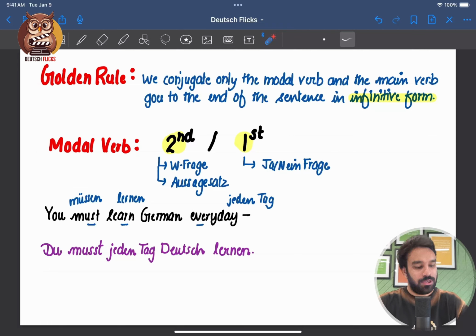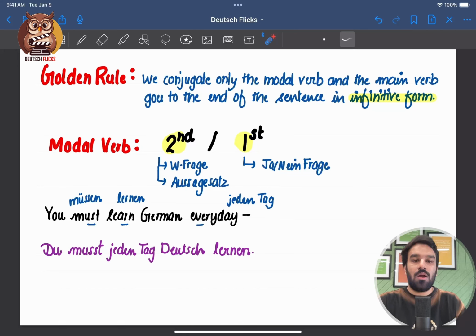Okay, it's not like you cannot use Deutsch before jeden Tag, because if you're using Deutsch before jeden Tag, you are emphasizing more on Deutsch. Du musst Deutsch jeden Tag lernen. Now you're saying you must learn German every day. But I want to emphasize on this part, jeden Tag. You have to learn German every day.